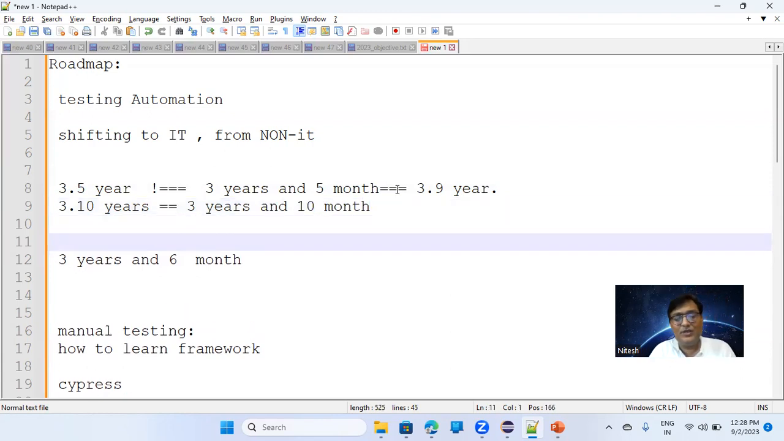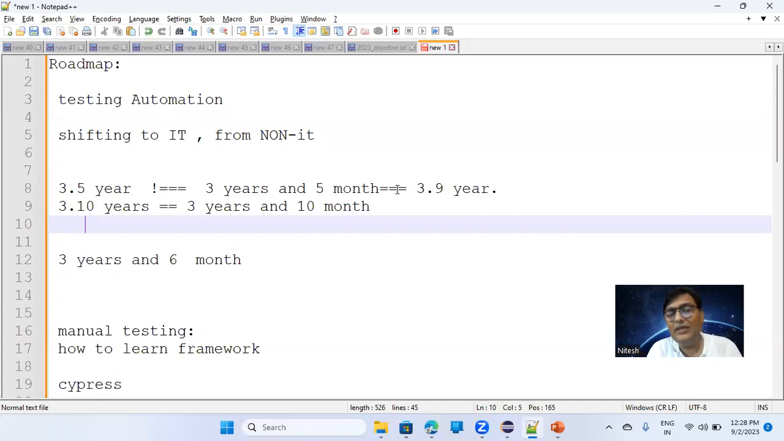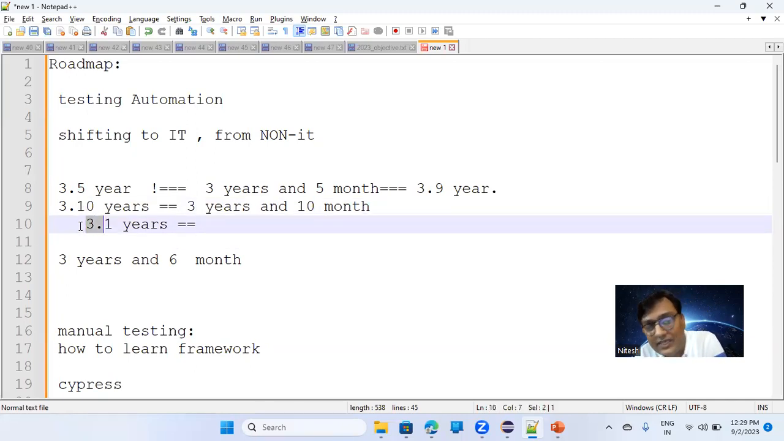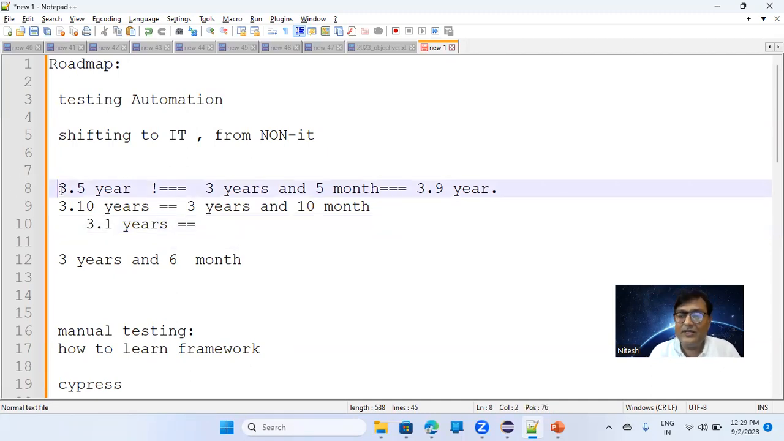Correct? Now tell me, you're saying 3.10 means 3 years and 10 months. So tell me, what is 3 years and 1 month? 3.1, correct? 3.1 years is 3 years and 1 month. Mathematically, 3.10 and 3.1 are both the same. So do you want to say 3 years and 1 month is equal to 3 years and 10 months? No, right? You may be thinking about what I'm saying, but as a QA, we cannot use the wrong words, and we have to understand this logically. So my first suggestion is to stop saying 3.5, 3.3 years. We have done this in our practice, which is a bad practice, because it is mathematically wrong.